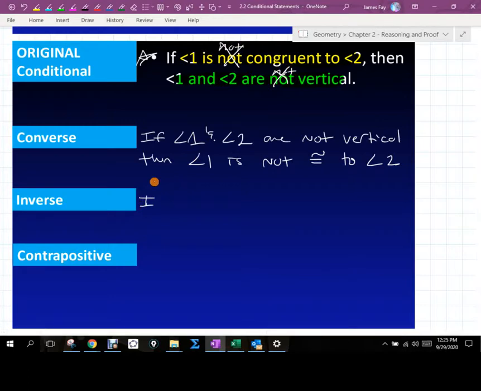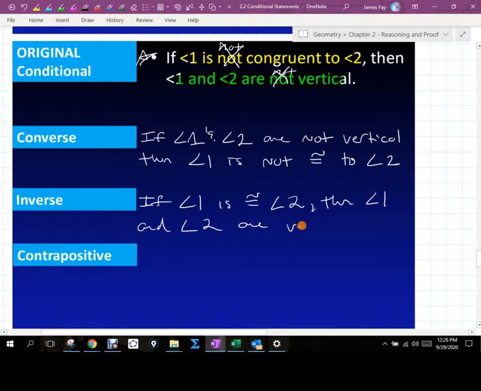Is that true? Two wrongs make a right? No, that's wrong, correct? But in English, you don't write a double negative because there's a better way of writing it, right? So if angle 1 is congruent to angle 2, then angle 1 and angle 2 are vertical. Okay? I have a better understanding of that right now. If I look at it, I can answer this one as true or false now. If angle 1 is congruent to angle 2, then angle 1 and angle 2 are vertical.